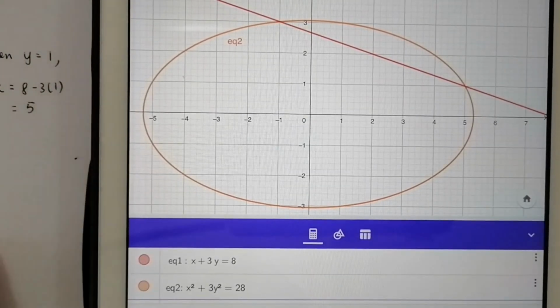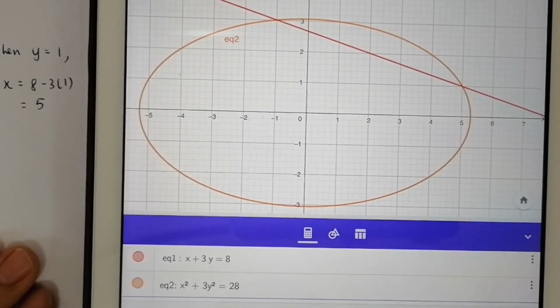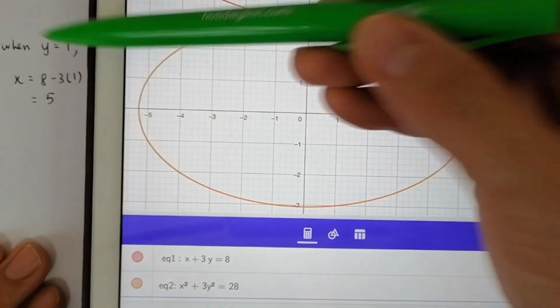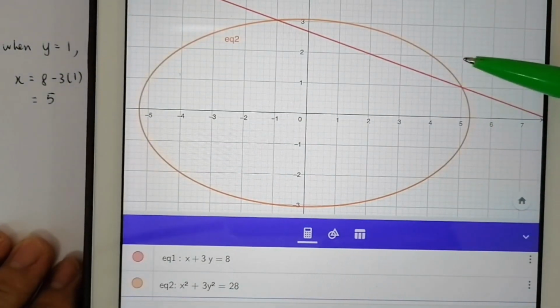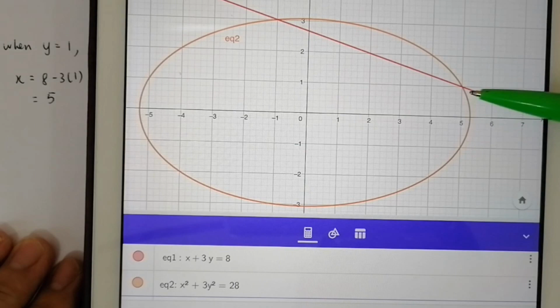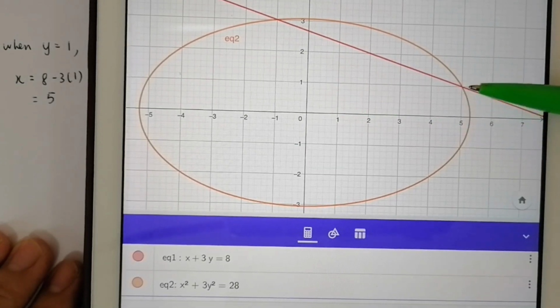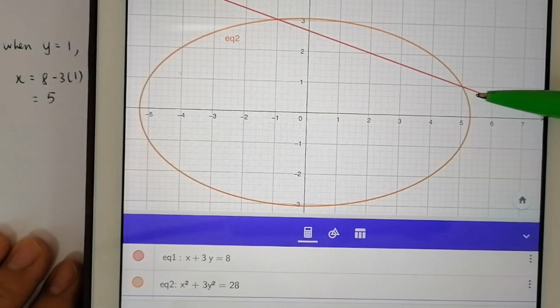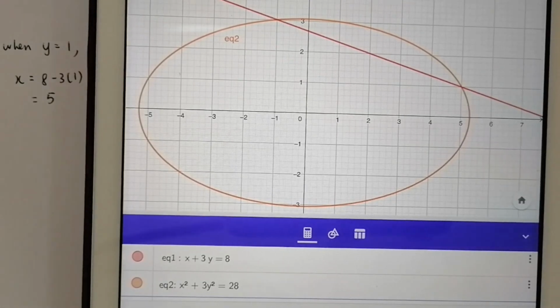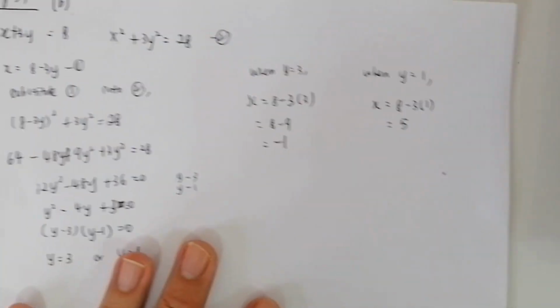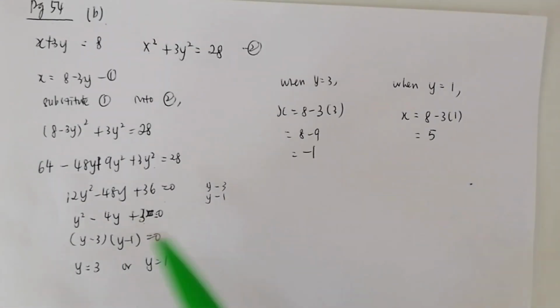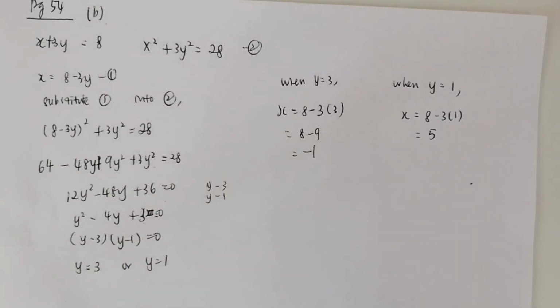While the second pair, you have x equal to 5 and y equal to 1, which is here. x equal to 5, y equal to 1 is another point of intersection. That means when you are solving two simultaneous equations, we are actually finding the points of intersection.